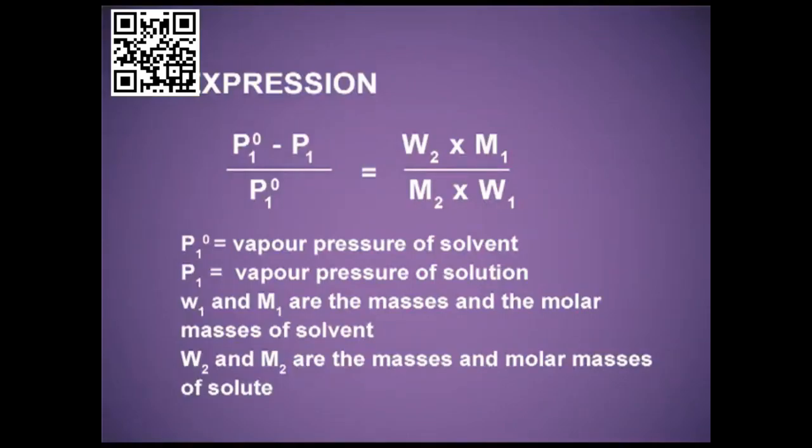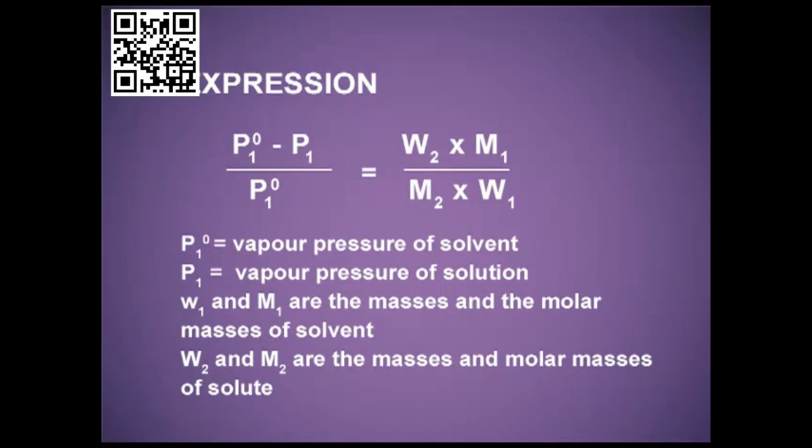Mathematically, (P1⁰ − P1) / P1⁰ = (W2 × M1) / (M2 × W1). Here P1⁰ is the vapor pressure of the pure component 1. Here 1 is the solvent. P1 is the partial vapor pressure. The component 2 is the solute.